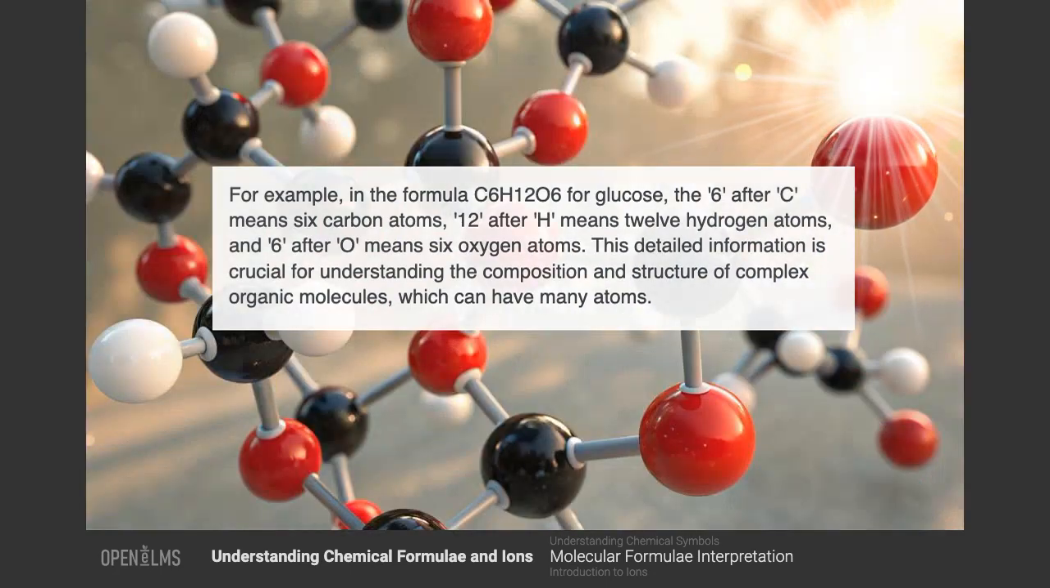For example, in the formula C6H12O6 for glucose, the 6 after C means 6 carbon atoms, 12 after H means 12 hydrogen atoms, and 6 after O means 6 oxygen atoms. This detailed information is crucial for understanding the composition and structure of complex organic molecules, which can have many atoms.